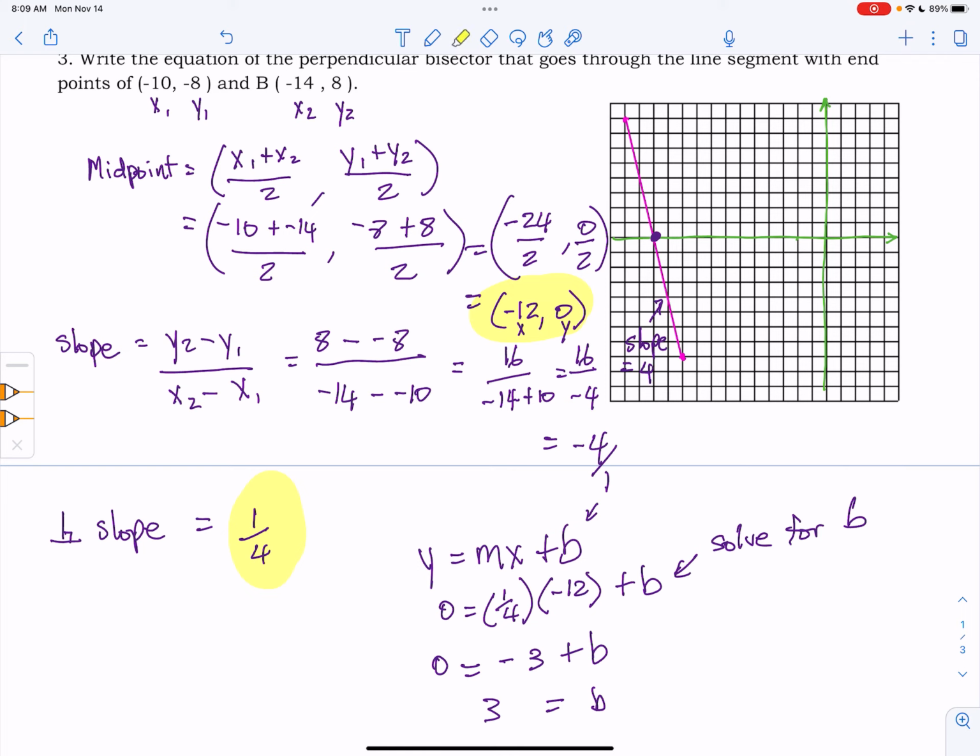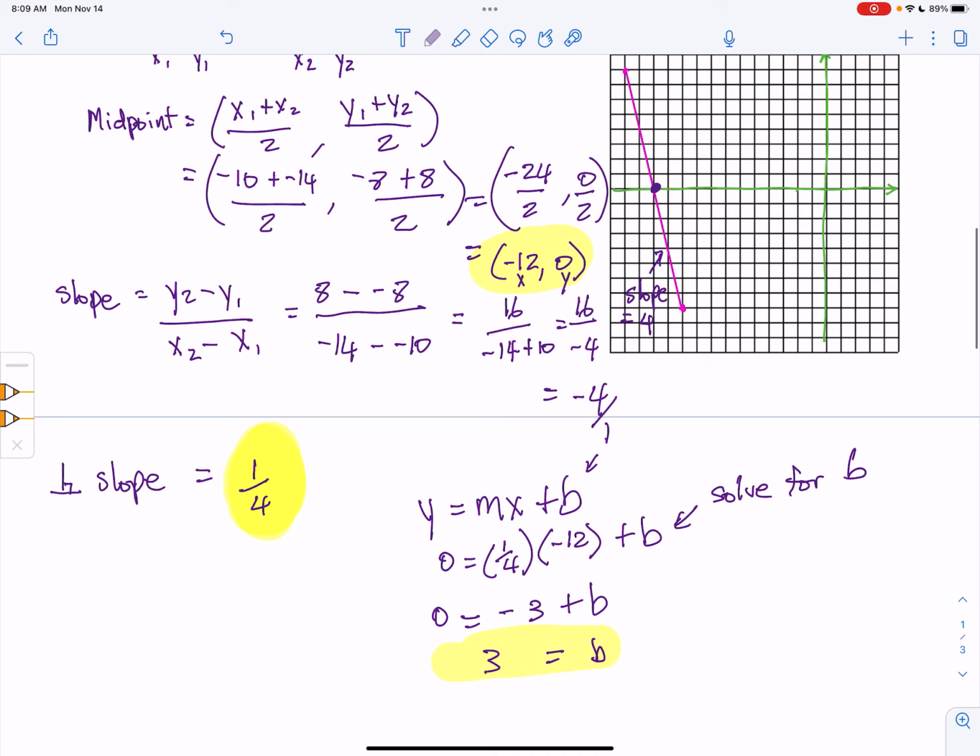Once you have that b is equal to 3, and we have the slope as 1/4, now we can just plug it in to our final equation, y equals mx plus b. We plug in the m, which is 1/4, and the b, which is 3, and we get that y is equal to 1/4 x plus 3.